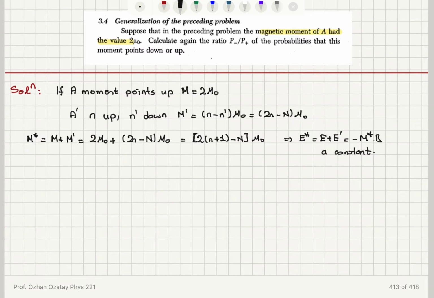Okay. You can see that in order to obey this constraint, basically I have this constraint that m star has to be 2n plus 2 minus capital N mu 0. So for the probability of having up spins, remember I have to calculate the number of states accessible to the system when a moment points up. Then I have n moments out of capital N moments pointing up. So this has not changed. So this is still combinations of capital N objects taken n at a time.